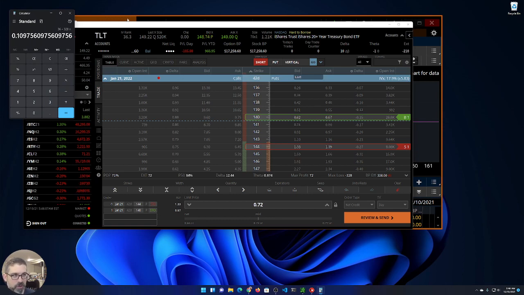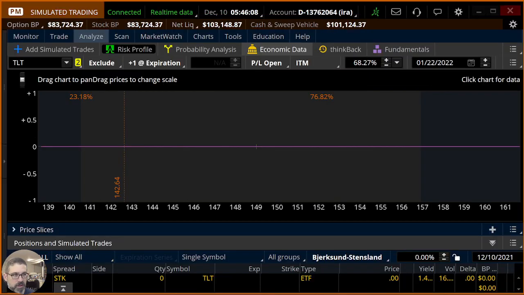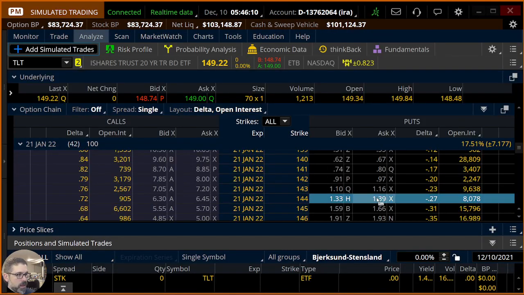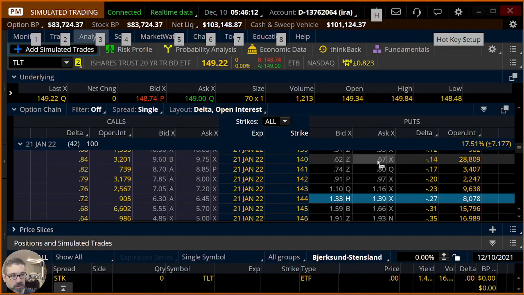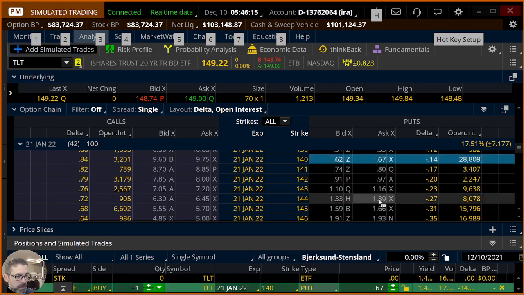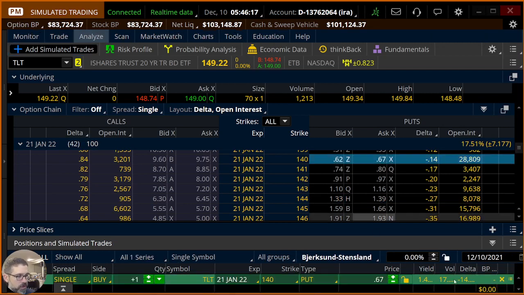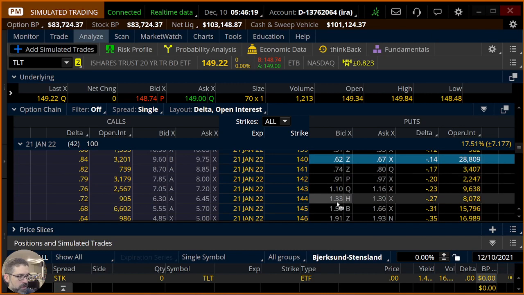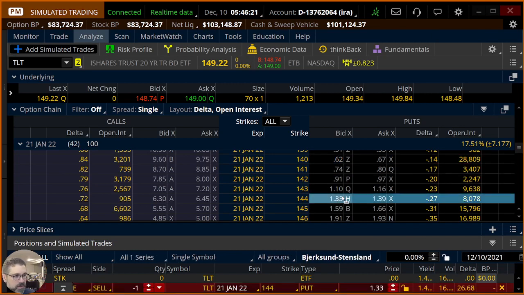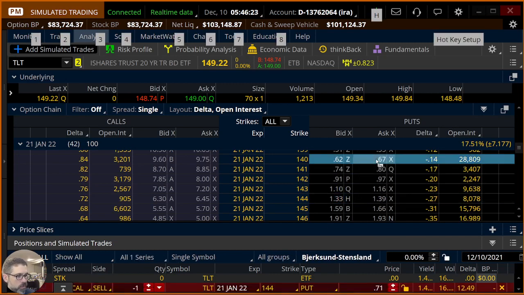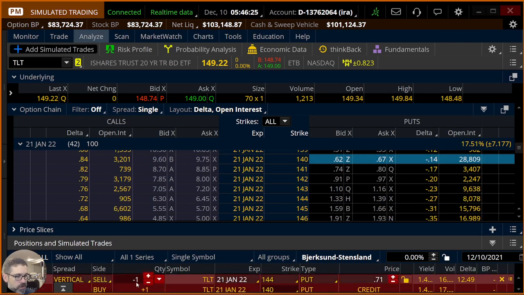So let's go back to Thinkorswim. Let's build this in Thinkorswim. And we just have to go back. I'm going to hold down the control key and click on the 140. Now I've got my short put vert. I thought I had my short put vertical. That's right, I sent that trade already. 144, 140, short put vertical.